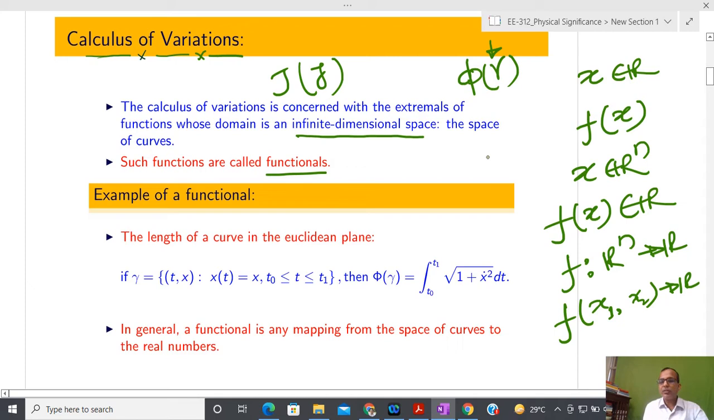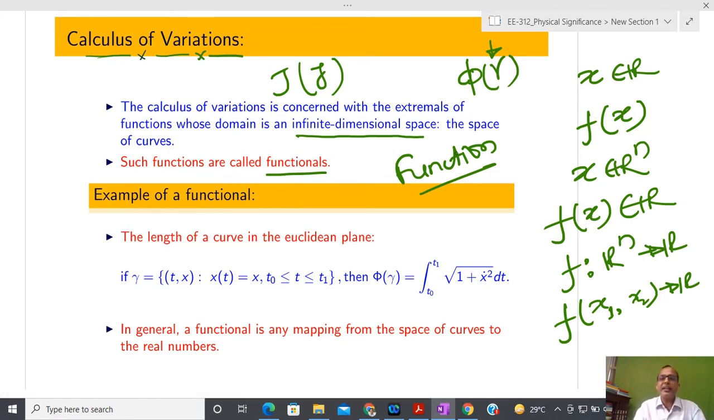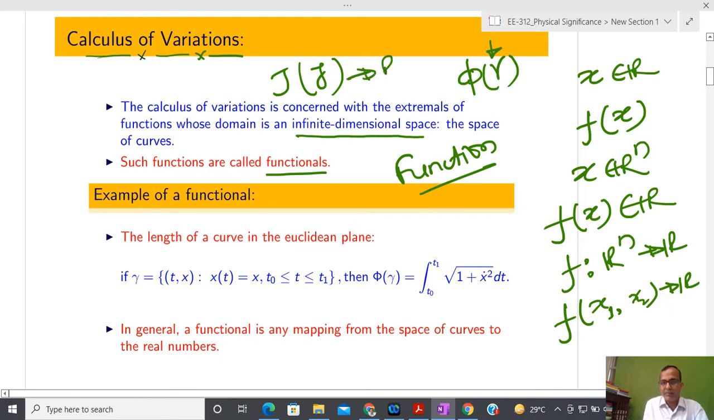Are you able to understand the difference between a simple function and a function of a function? So I have two things: I have a function and I have a functional. Whenever I talk about a function, it means that I am talking about some kind of transformation. Whenever we concentrate on a functional, that is a very special class of transformation where the argument is a function but it maps to a real number.